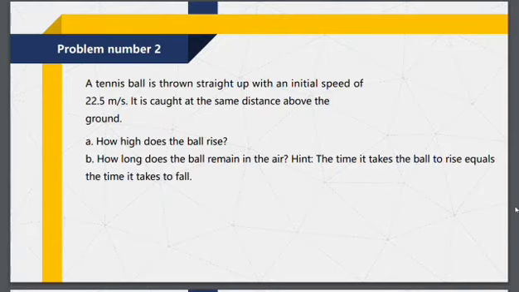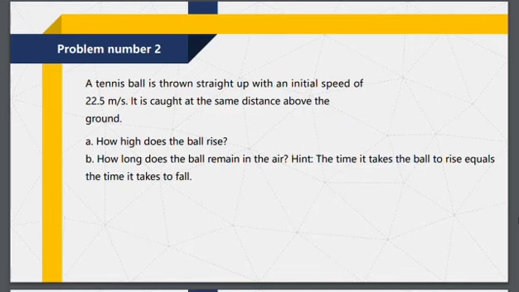Problem number 2. A tennis ball is thrown straight up with an initial speed of 22.5 meters per second. It is caught at the same distance above the ground. We need to find how high the ball rises and how long the ball remains in the air. Hint: the time it takes the ball to rise equals the time it takes to fall.